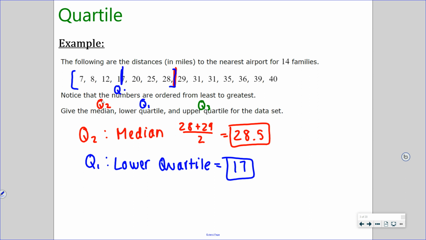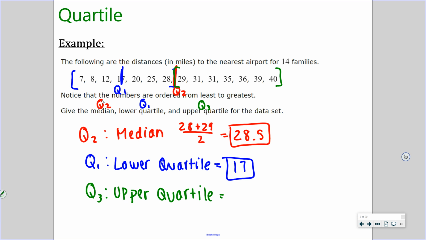You can mark this if you want. So there's Q1, Q2, it's right in the middle. Then Q3, or the upper quartile, those mean the same thing, is the median of my upper half.